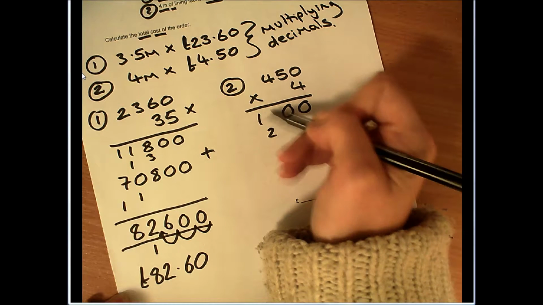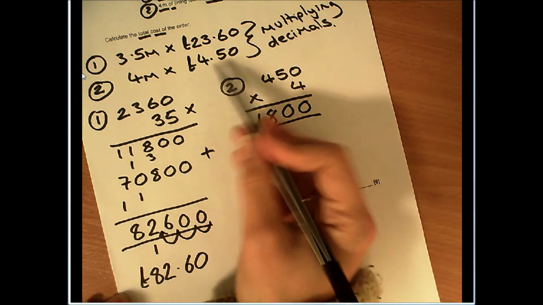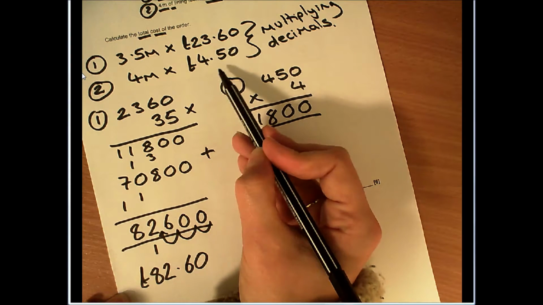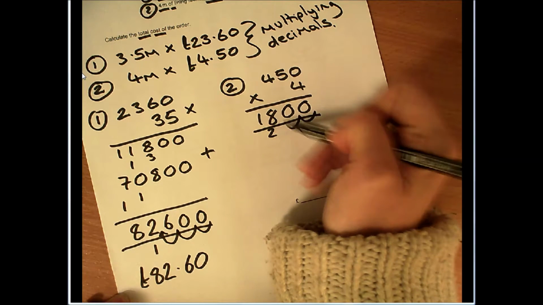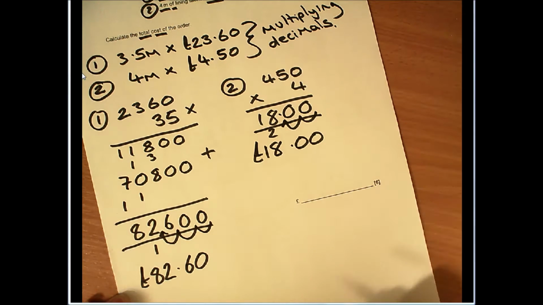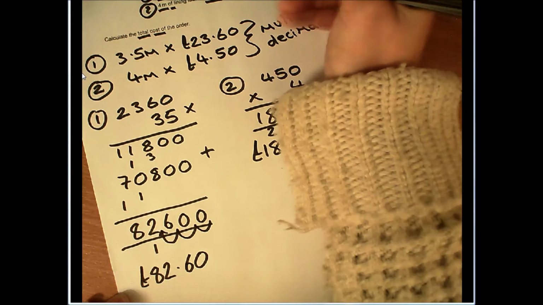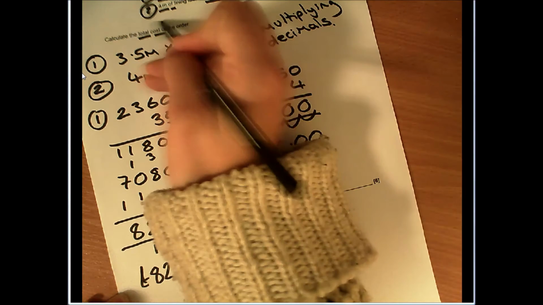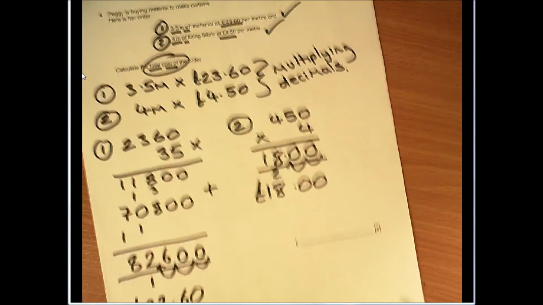So 4 times 0 is 0, 4 times 5, 20, 4 times 4, 16, add the 2, 18. Again, I took out 2 decimal places from the £4.50, so I'm going to put both of those back in to get £18. I'm now going to add these values together because it's asking me for the total cost.